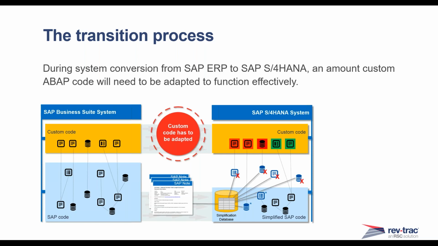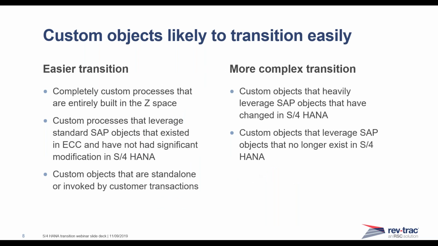Now, there's a number of different things to look out for in the process. Those objects that are likely to transition easily are probably those where the entire processes are built in your Z space, so it doesn't interact too much with the database, it's fairly well enclosed. That could almost be lifted and shifted and run as is today. Also custom processes that leverage standard SAP objects that haven't had significant modification in the new S4HANA system, and also custom objects that are standalone or invoked by customer transactions as well. So these are less likely to require adaptation than others. The more complex ones are those that heavily leverage SAP objects that have actually changed in S4HANA, and of course those that leverage objects that no longer exist in the S4HANA system either.